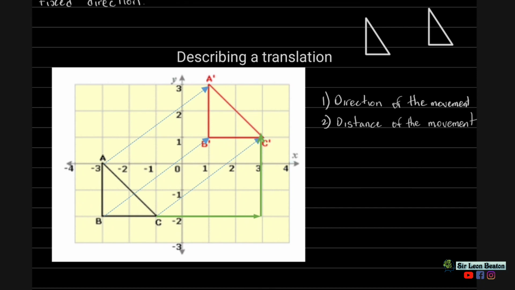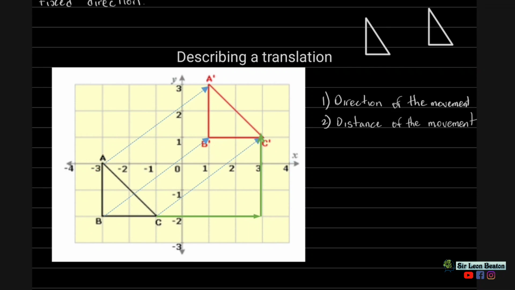So what we do, we can take any point. For example, you see the triangle has points A, B, and C. And then after we finish moving this triangle, it now has points A prime, B prime, and C prime. We use prime to represent the image, which is the object after it would have moved. So how can we describe this movement?